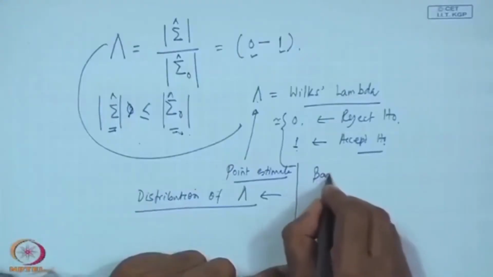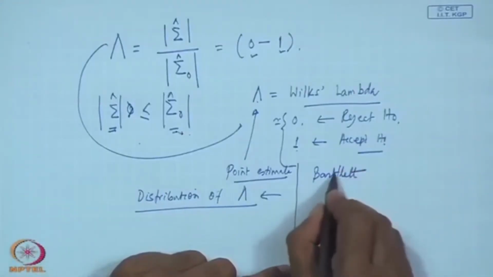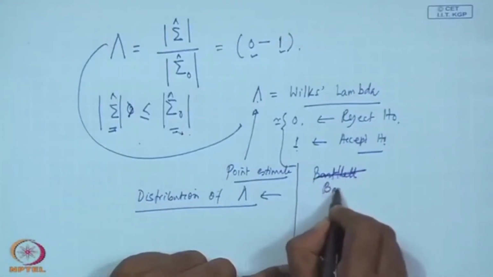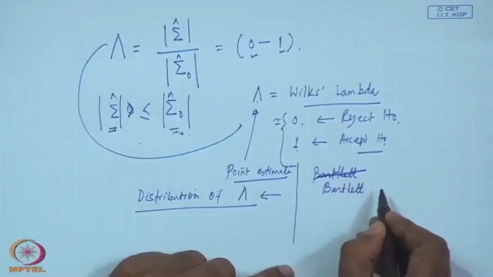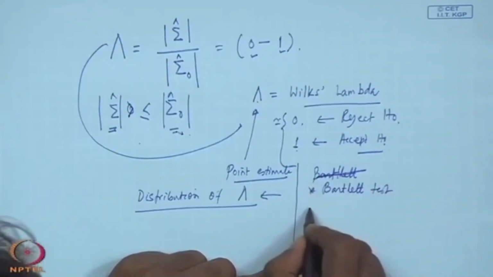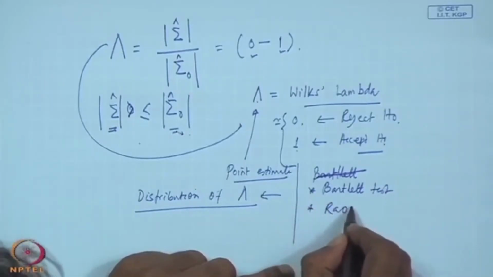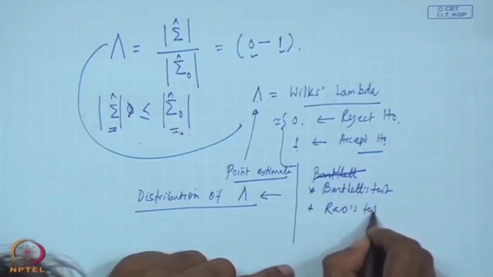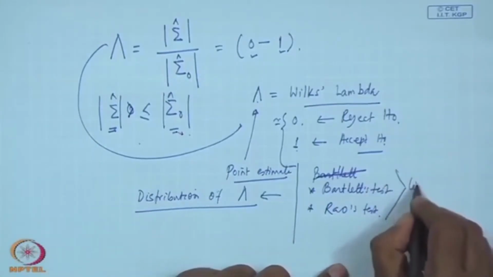You cannot get a straight cut distribution for lambda, but researchers, particularly statisticians, have worked on it, and they found that different transformations were made for Wilks lambda and some distributions were found. The two important tests or distributions were given by Bartlett and Rao. These are all likelihood ratio tests.